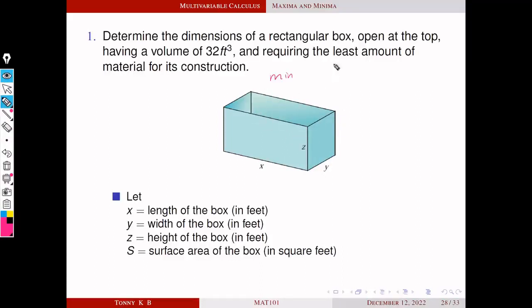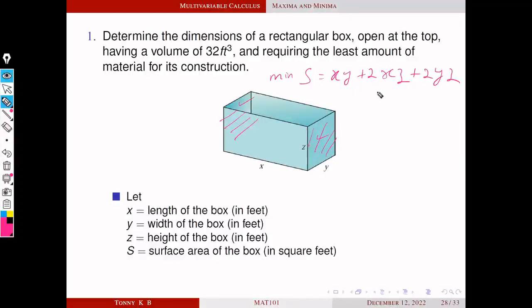So what is our problem? We have to minimize the surface area, so let it be S. What is our S in terms of x, y and z? We have only one bottom portion, that area is xy. And what about the area of this portion? That is yz. And what is the area of this portion? That is xz. But there are two such surfaces, so plus 2xz, plus 2yz, since there are two such surfaces, one is this one, other is this one. So this is the total surface area we have to minimize.